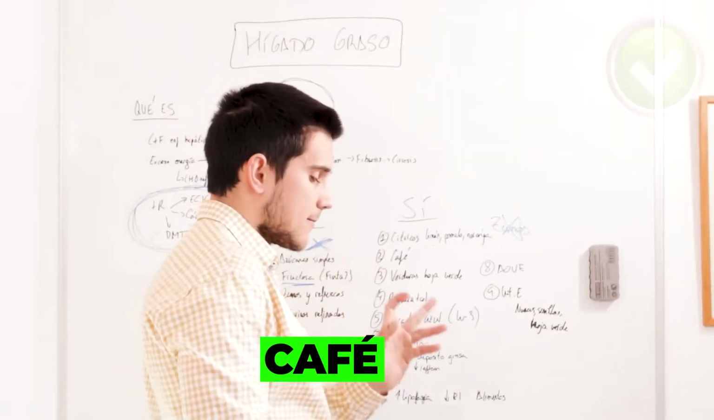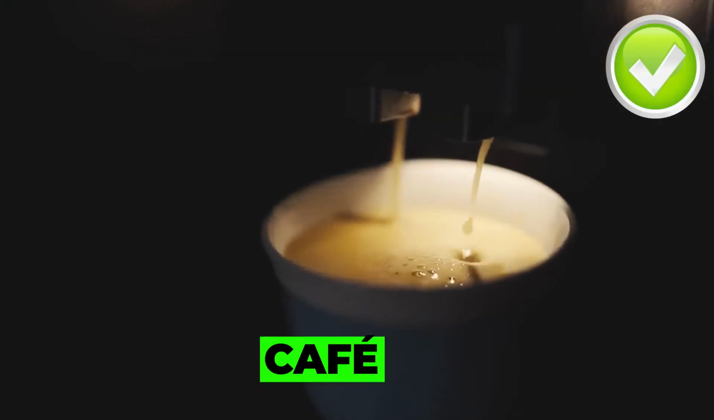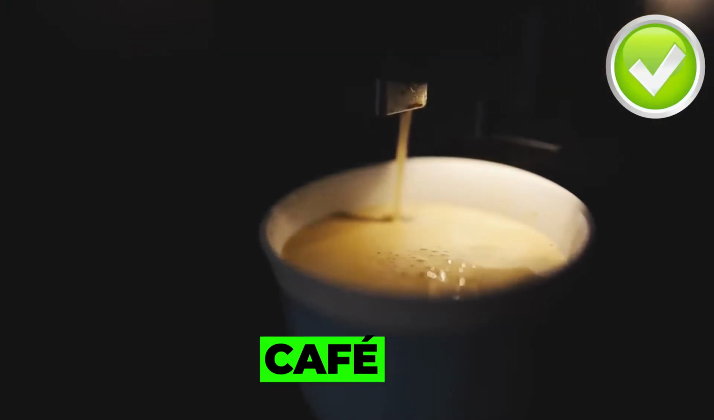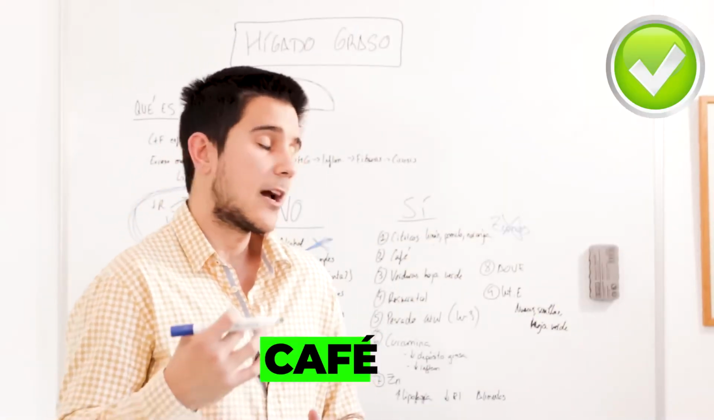The second point is coffee. We have been able to see that those people who often drink coffee have a lower risk of fatty liver, okay? Coffee is a protective factor in fatty liver.